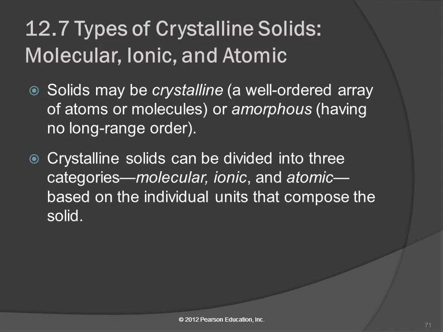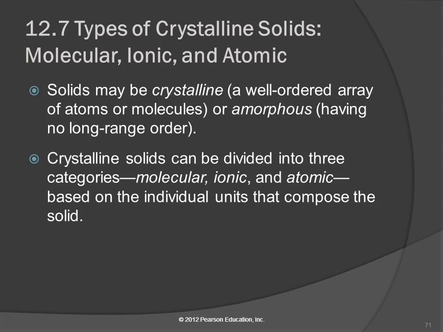Types of crystalline solids. So we mentioned that solids can be crystalline or amorphous. A is a prefix meaning without. Amorphous means without shape. So an amorphous solid doesn't have any long-range order to its particles. A crystalline solid is going to be well ordered.